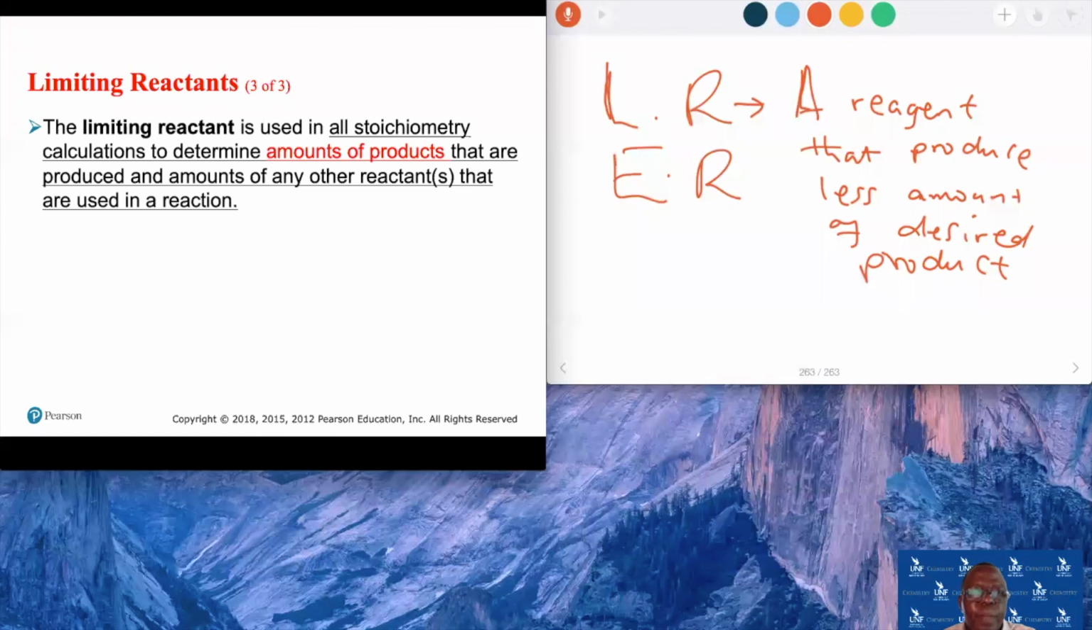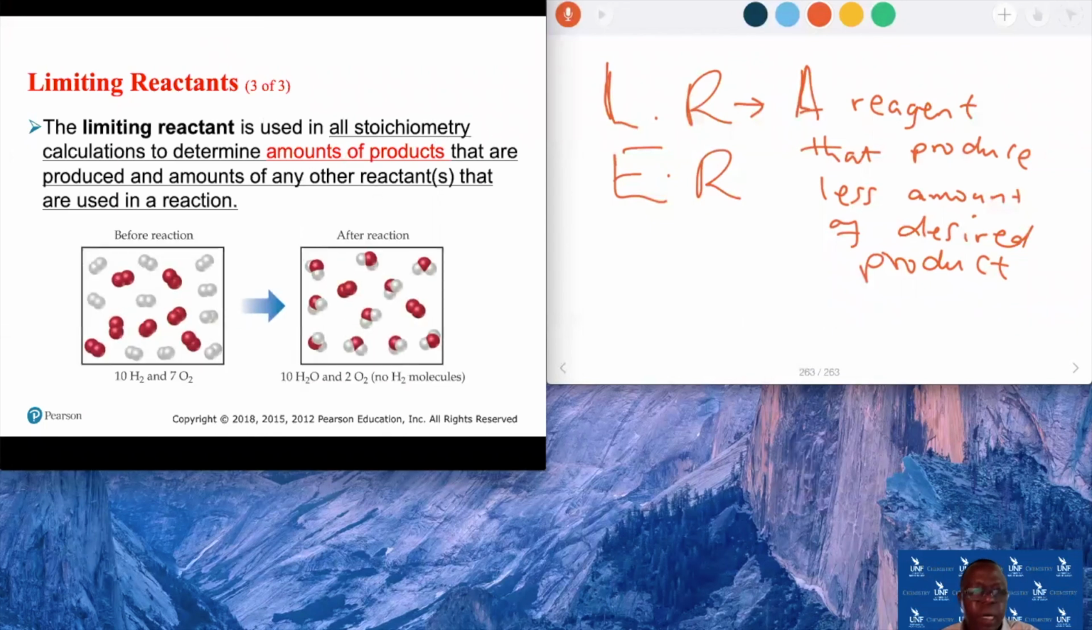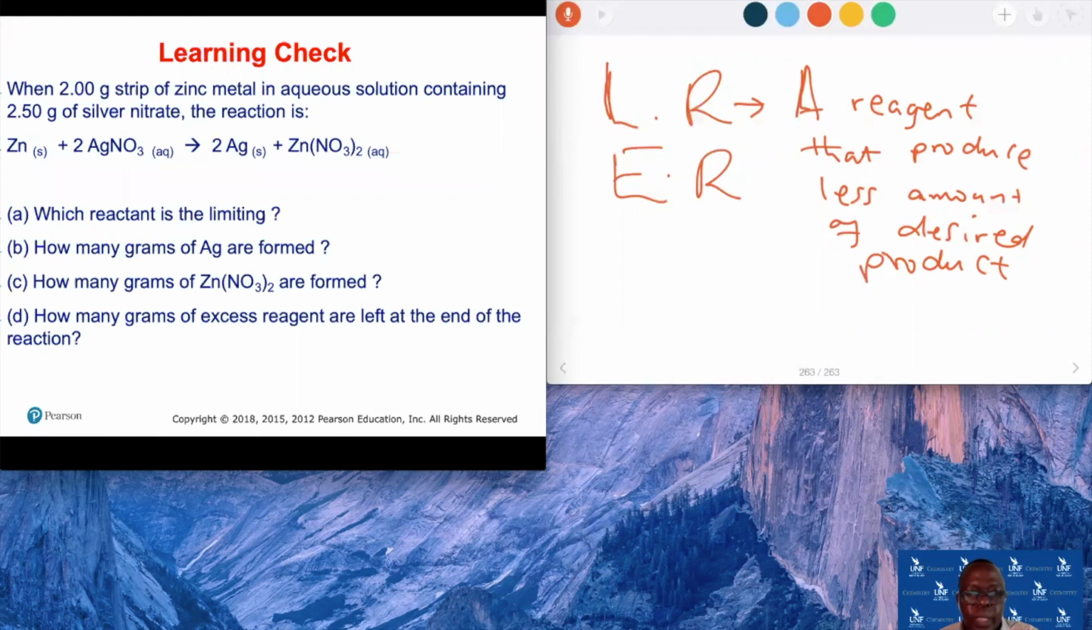Suppose now you are given a problem. How are you going to determine? You have to do the stoichiometry, the quantitative relationship between product and reagent, and see which one gives you less amount of the desired product. I will solve this problem. Let's solve this and see how far we will go in terms of limiting reagent and excess reagent. Remember, a reagent which produces less amount of the desired product is the limiting reagent.